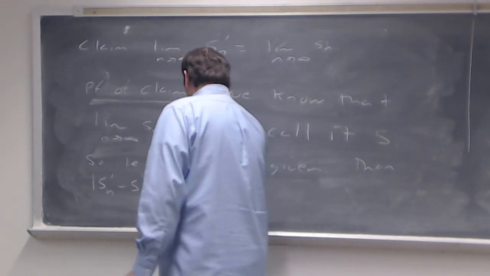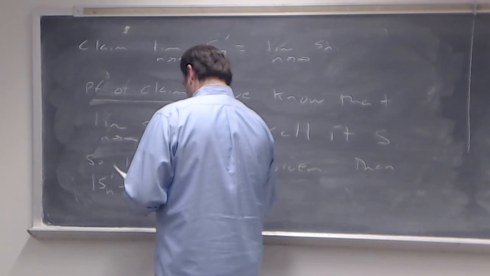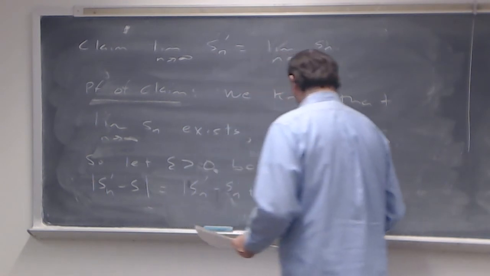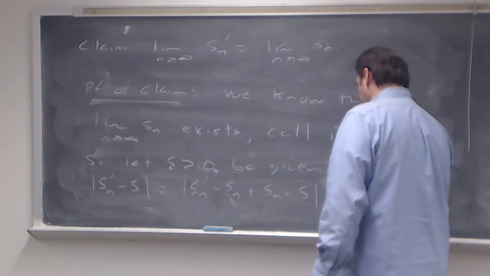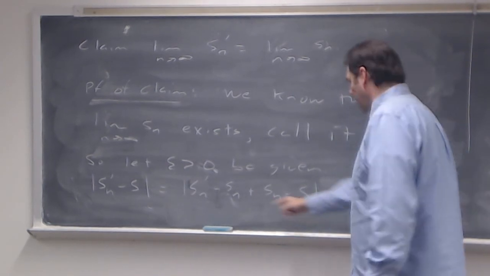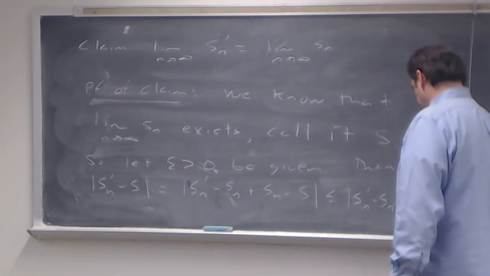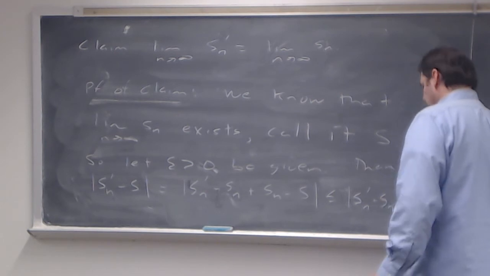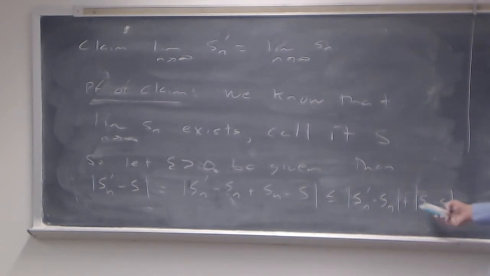This is going to be equal to, inside absolute values, s of n prime minus s of n plus s of n minus s. And that's going to be less than or equal to, by the triangle inequality, the absolute value of s of n prime minus s of n, and remember, s of n is just the nth partial sum for our regular series, plus the absolute value of s of n minus s. So we want to make both of these small enough that when I add them together, it's less than epsilon.